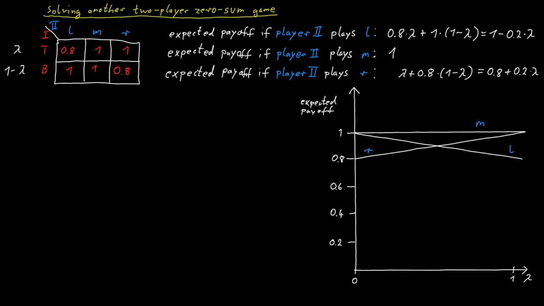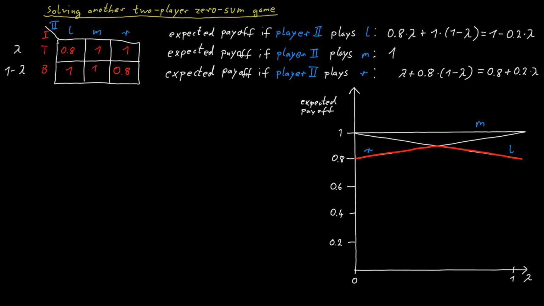Player 1 wants to maximize her guaranteed expected payoff. For each value of lambda, the expected payoff that player 1 can be guaranteed to get is only the lowest of the 3 functions at that point. This is because we have to assume that the strategy that player 2 picks is the worst one for player 1. So player 2 would always pick the lowest of those 3 functions. So the guaranteed expected payoff to player 1 is the lower envelope of the 3 functions. And it looks like this.